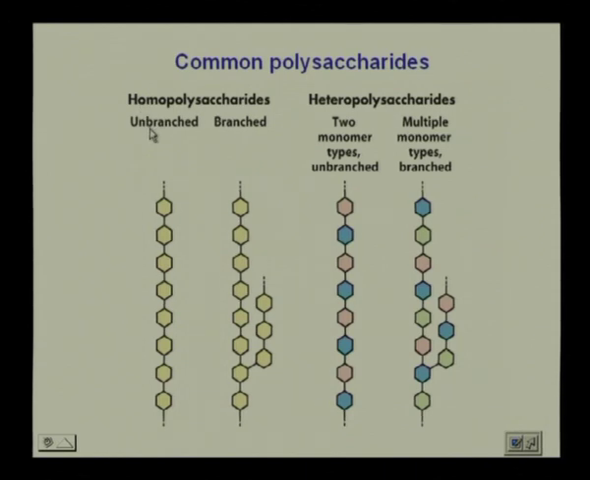You could have them unbranched or you could have them branched. So, you would have say an alpha 1,4 linkage here and say a 1,6 linkage here, or a 2,6 linkage there, which would form a branch to it, right.